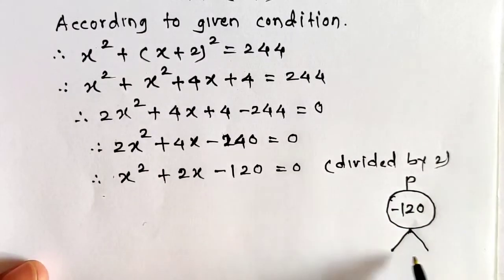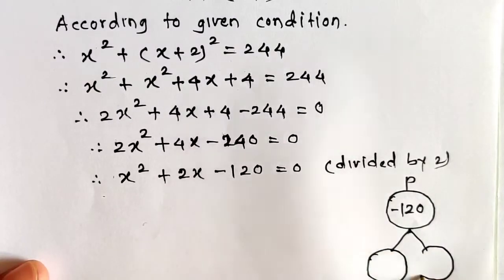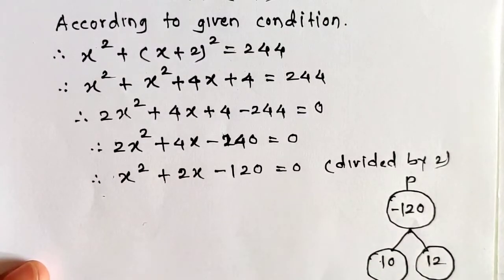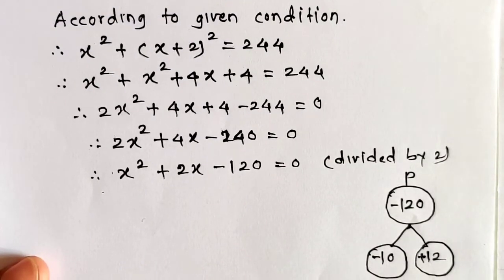Whenever the product is negative, the difference between the two numbers is our middle term. What is our middle term? Plus 2. So 10 and 12. We get 12 tens are 120. So the sign of the middle term goes to the larger factor and the opposite sign to the smaller factor.